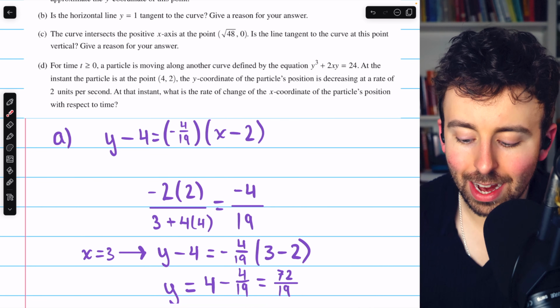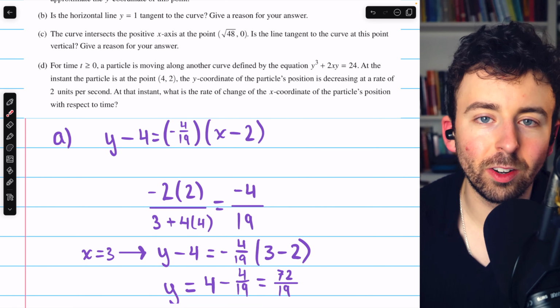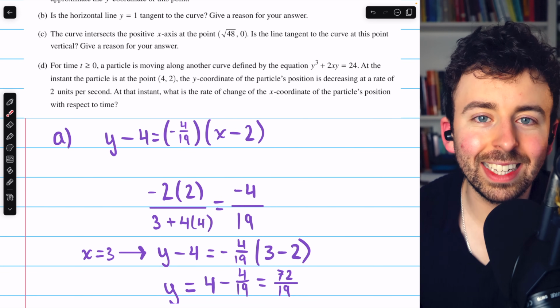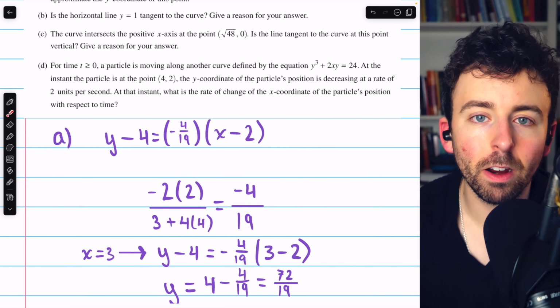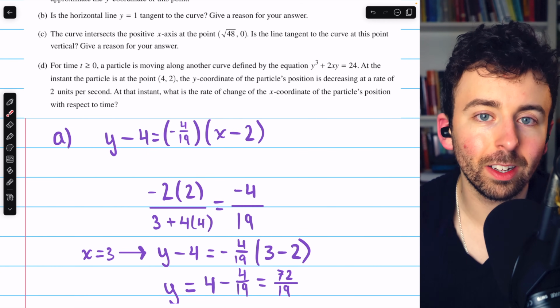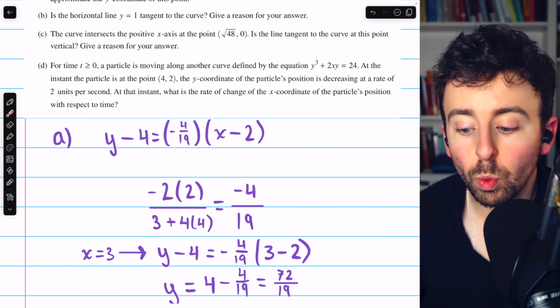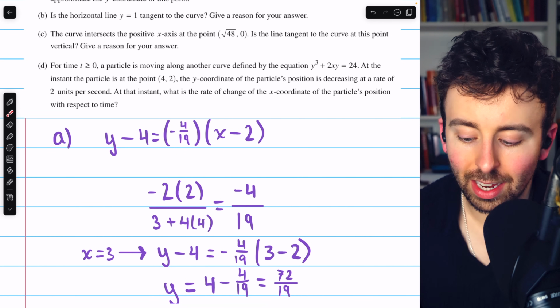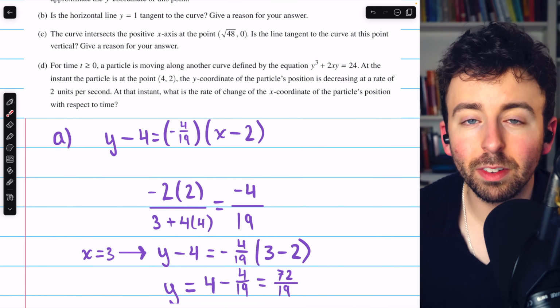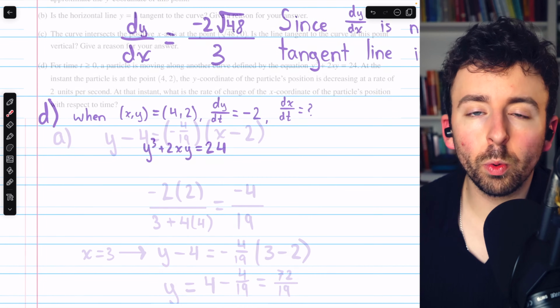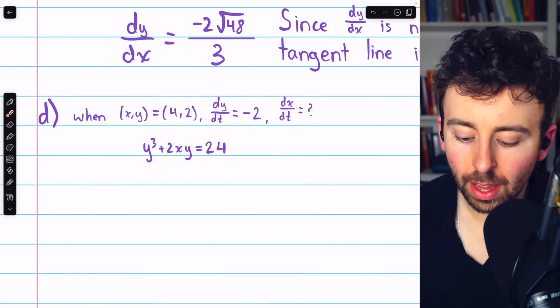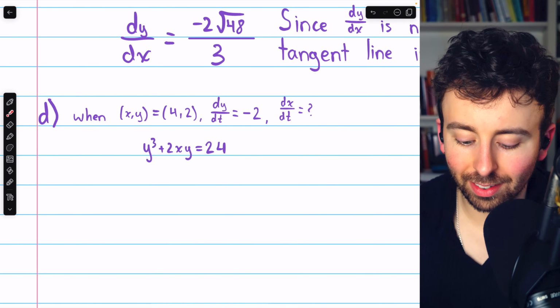So we're going to have to take the derivative of both sides of this equation. That's going to require implicit differentiation. We'll have some dy/dt's and some dx/dt's in there because x and y are both changing with respect to time. We know what dy/dt is at the moment we're interested in. It's -2. And so then we'll just have to solve for dx/dt. So we're interested in the instant where the particle's at the point 4, 2, and we know dy/dt is -2 at that point. We're trying to find dx/dt.